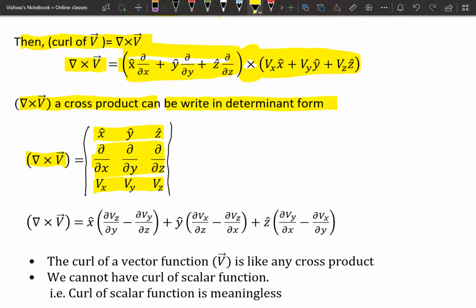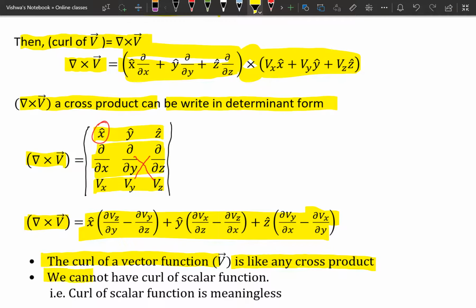When you simplify this, then we get del cross v. So that is x cap into dou vz by dou y minus dou vy by dou z. Like that I have to multiply or solve the determinant, then we will get the del cross v, the curl of a vector field. To solve this curl of vector field, we should know how to solve the determinant forms. Okay. The curl of a vector function v is like any cross product.